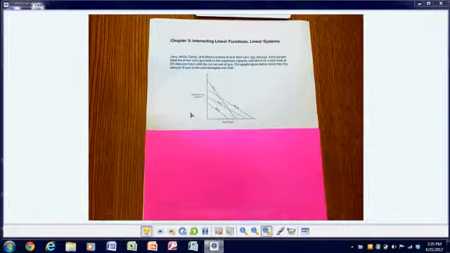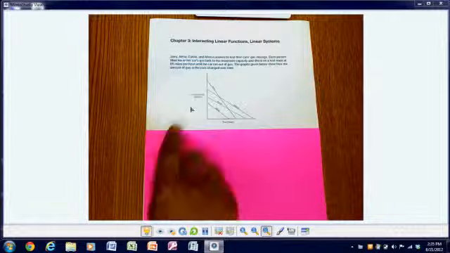Interacting linear functions, linear systems. Jerry, Alicia, Calvin, and Marissa wanted to test their car's gas mileage. Each person filled his or her car's gas tank to the maximum capacity and drove on a test track at 65 miles per hour until the car ran out of gas. The graphs given below show how the amount of gas in the cars changed over time.